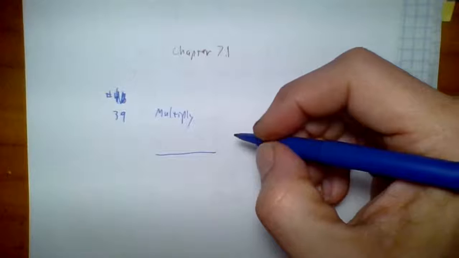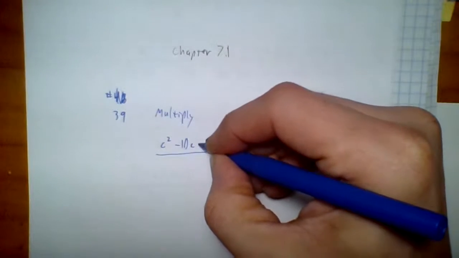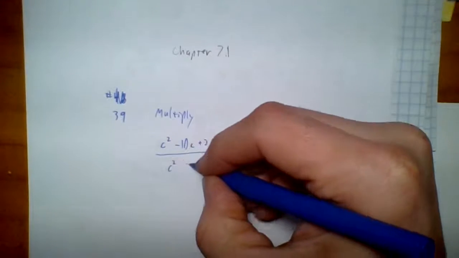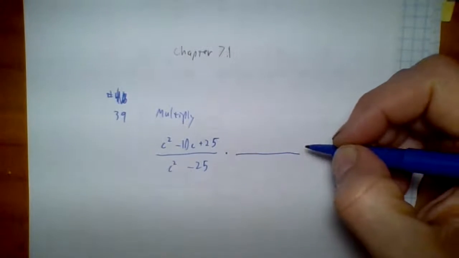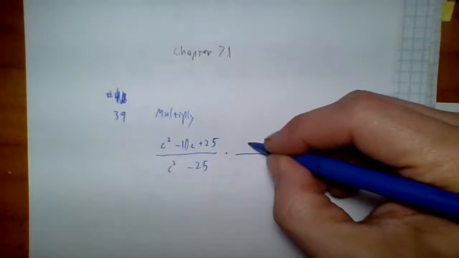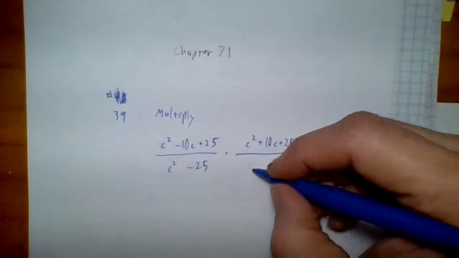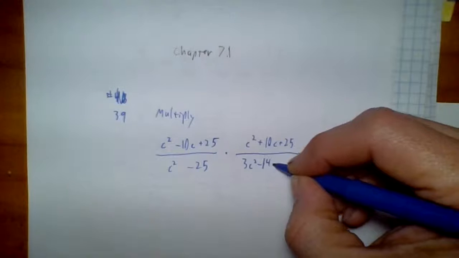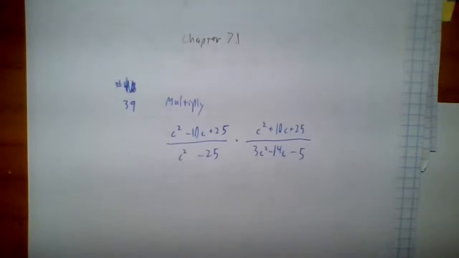Multiply problem, and we got this big fractional expression. C squared minus 10c plus 25 over c squared minus 25, that whole big fraction multiplied by c squared plus 10c plus 25 over 3c squared minus 14c minus 5. So this is actually one of the bigger, longer multiplication problems I'll look at.